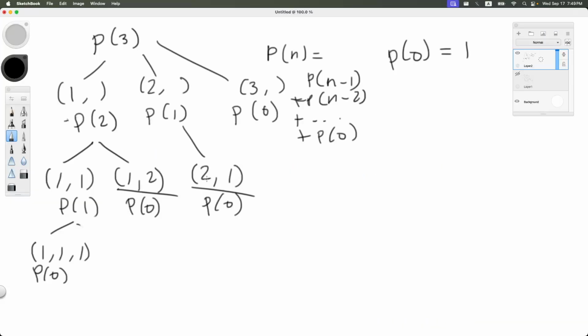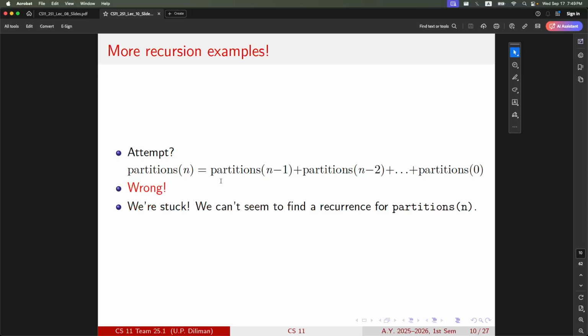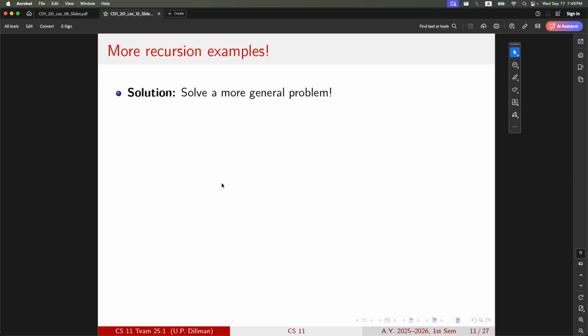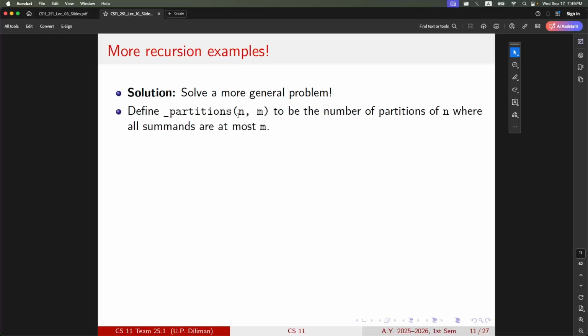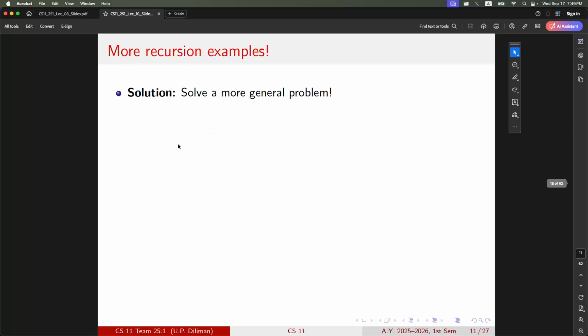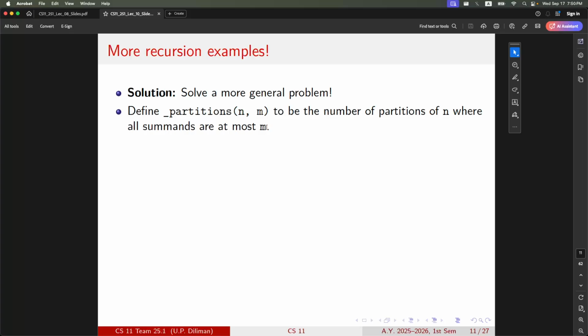Okay, so let's solve a harder problem or a more general problem. In this case, we add another parameter. We define partitions n m to be the number of partitions of n where all summands are at most m. So there's a limit to the size of the partitions. At most m.